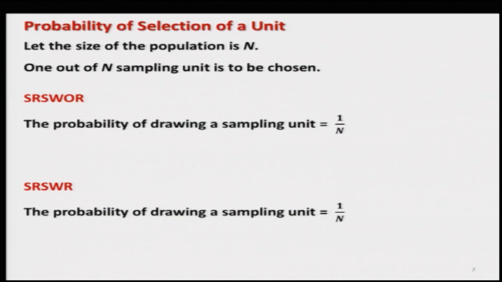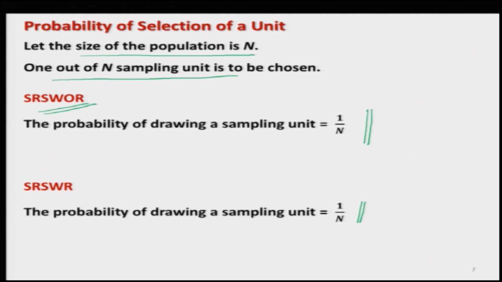So, that is what I am going to explain here. Suppose the size of the population is assumed to be capital N, and my objective is that 1 out of capital N sampling units is to be chosen. In the case of simple random sampling without replacement, the probability of drawing a sampling unit will be simply 1 over capital N, as I said. And in the case of SRSWR also, the probability of drawing a sampling unit is 1 upon capital N.